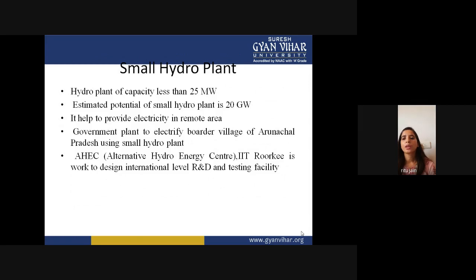IIT Roorkee is also working in this field. The Alternative Hydro Energy Center, IIT Roorkee, works to design international level R&D and testing facilities for these small hydropower plants.